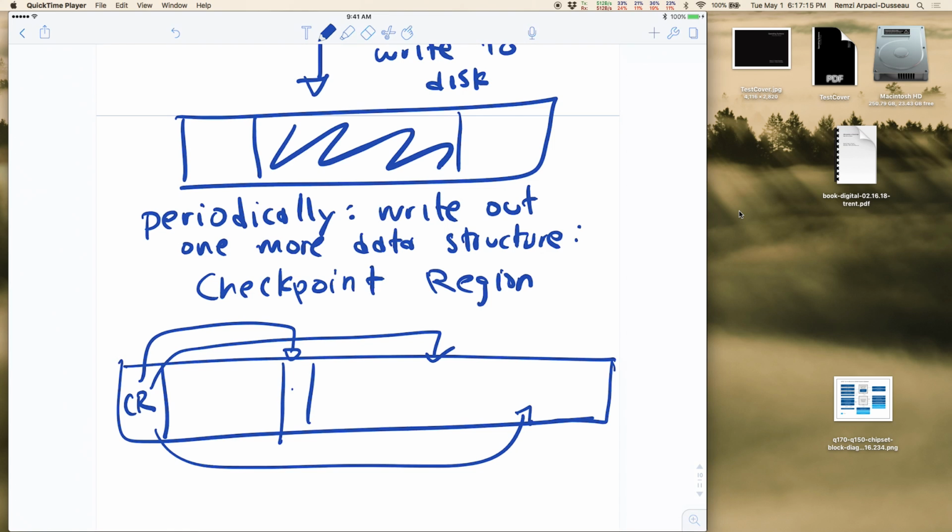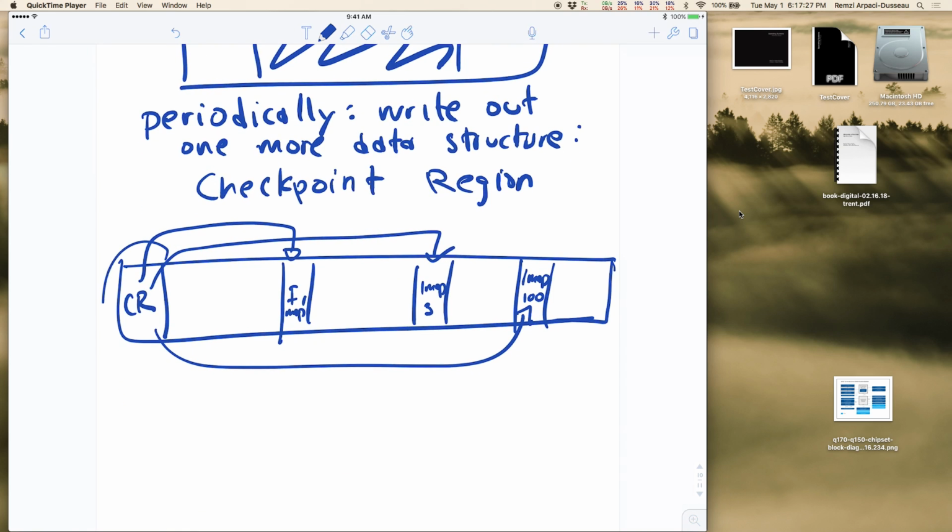So this is inode map piece here, inode map piece here. Let's say piece 3. This is inode map, some piece of that array, inode map piece 100. The checkpoint region points to all those pieces of the inode map. If you start at the checkpoint region, you can then read all the pieces of the inode map into memory. Then you have the in-memory inode map, and then you can be up and running.